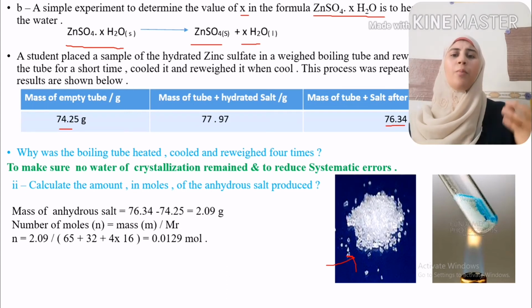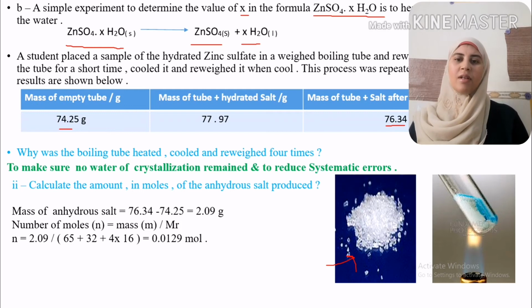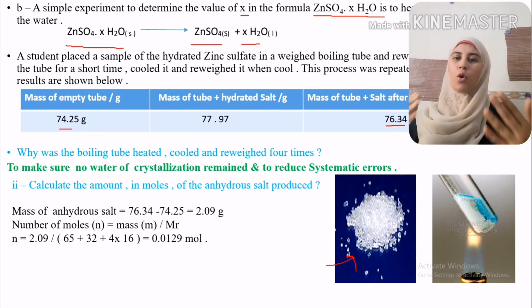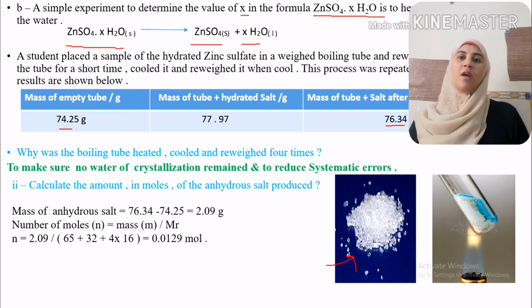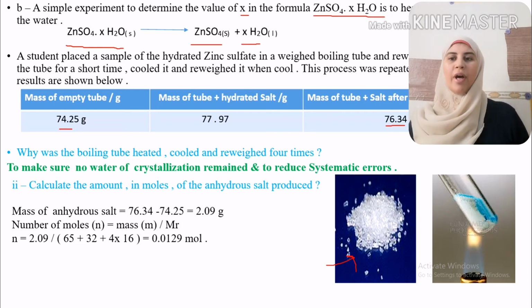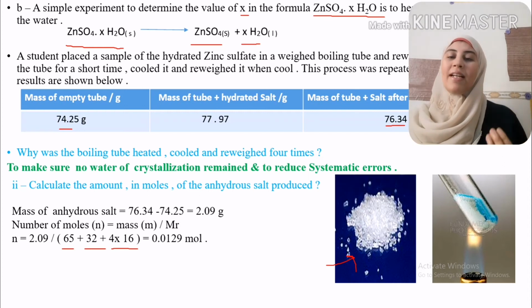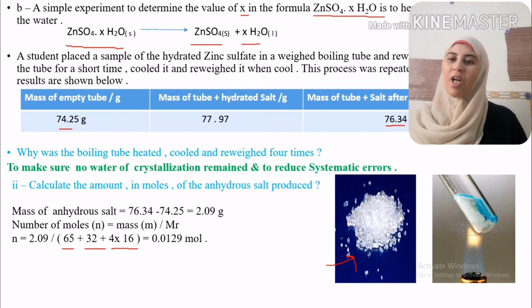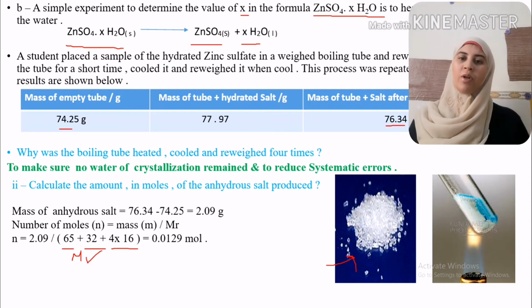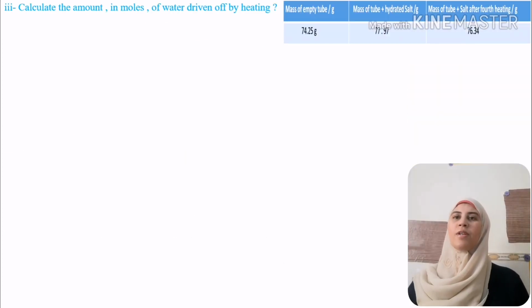We want to calculate the number of moles of anhydrous zinc sulfate. Number of moles equals mass over relative molecular mass. Mass is known, 2.09. Relative molecular mass of zinc sulfate: the relative atomic mass of zinc is 65, sulfur 32, and we have 4 oxygen atoms, 4 times 16. The total calculation gives 0.0129. So we just divide by Mr, the relative molecular mass of zinc sulfate. Let's move to the next question.